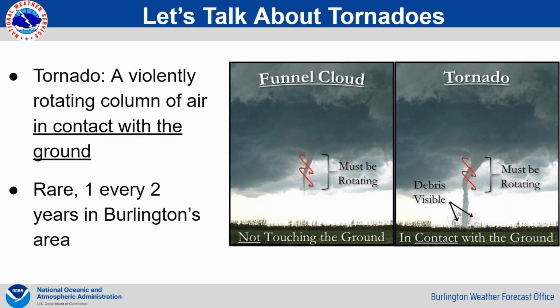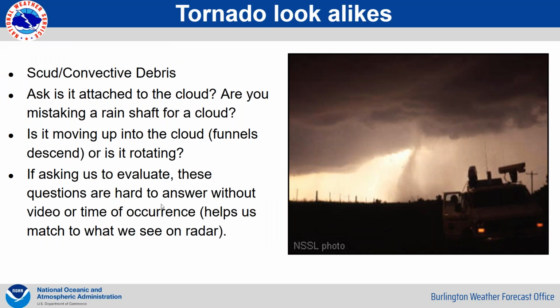The one thing that you can do is look for things like lofted debris above the tree line. That can give you some level of confirmation that it's in contact with the ground at that point. There are a lot of tornado lookalikes out there. We get a lot of reports of scud. Usually they're convective debris clouds that are backed up against the mountain slopes.